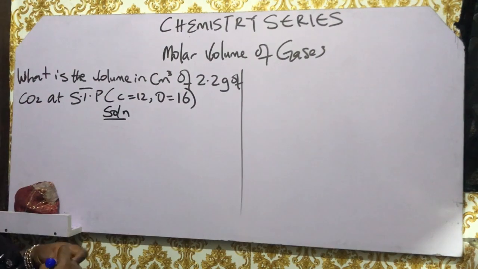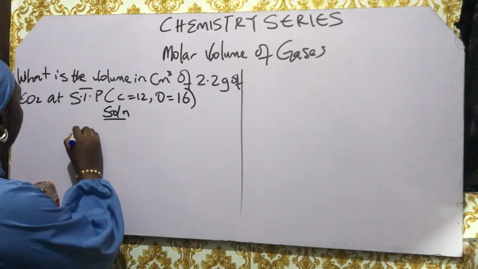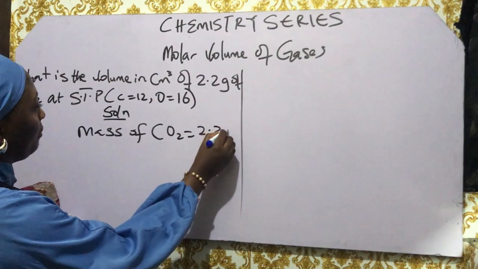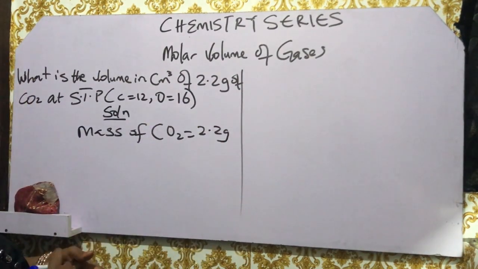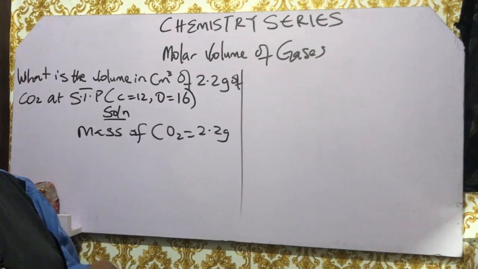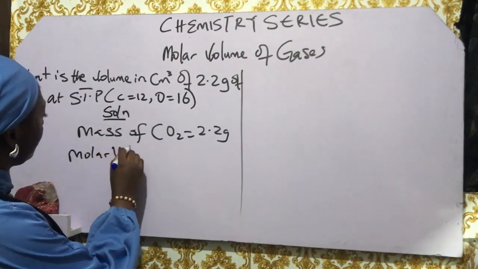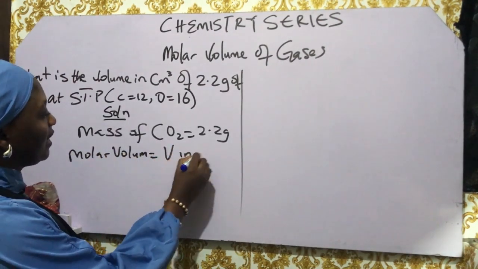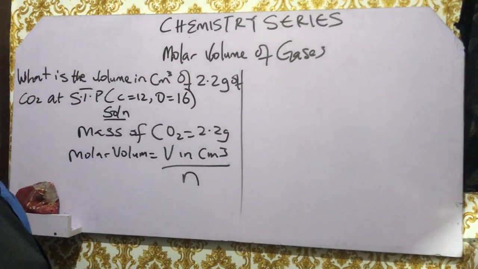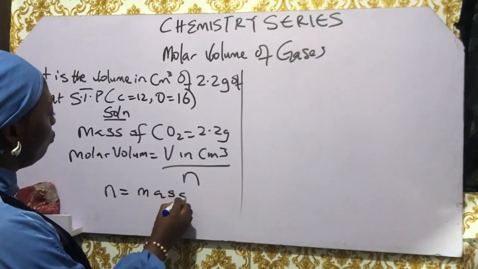Now, what is the volume in cm³ of 2.2 gram? We are given the mass of CO2 to be 2.2 gram. And we know that to find the volume in cm³, we have to make use of the relationship, which is molar volume is equals to volume in cm³ divided by number of moles, N. Remember, we learned this in the previous class.